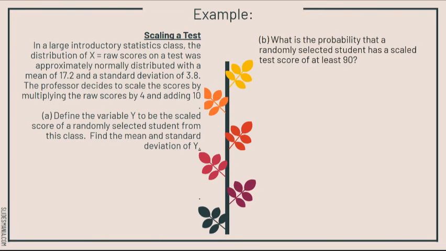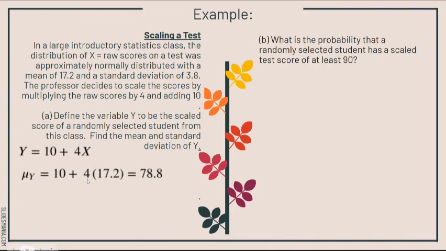Scaling a test. In a large introductory statistics class, the distribution of x, the raw scores of a test, was approximately normally distributed with a mean of 17.2 and standard deviation of 3.8. The professor decides to scale the scores by multiplying the raw scores by 4 and adding 10. Define the random variable y to be the scaled score of a randomly selected student from this class. Find the mean and standard deviation of y. Okay, so y is whenever you multiply all the x values by 4 and add 10.